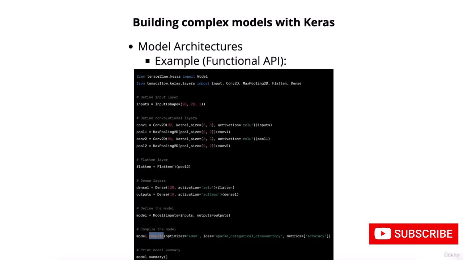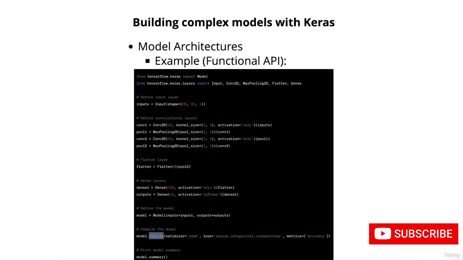Next, once we have those outputs, we define the model by calling the model function, passing the inputs to input and outputs to output. Next, we compile the model by calling the compile function, optimizer Adam, loss of sparse categorical cross entropy, and metrics of accuracy. And then we print the model by calling model summary.